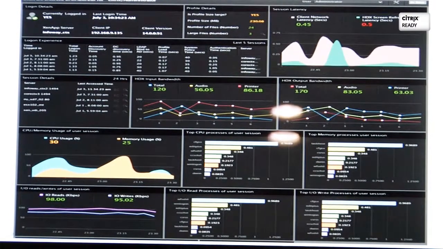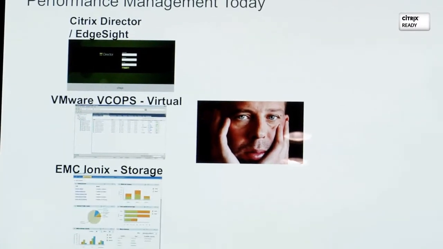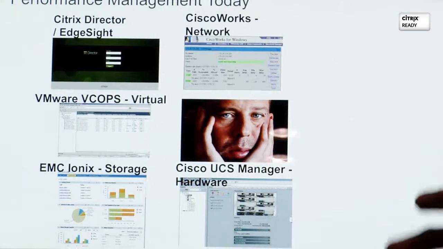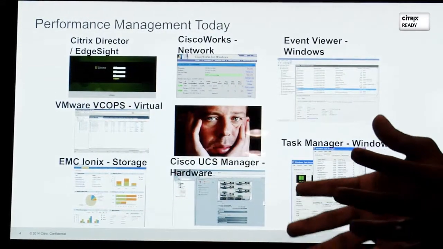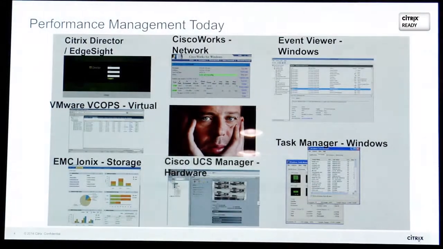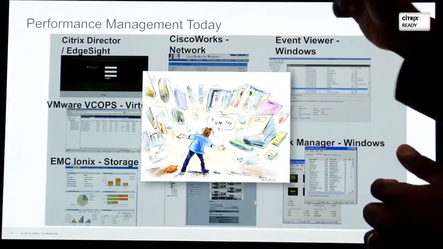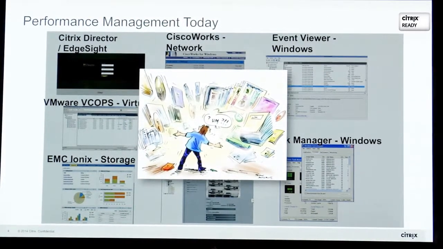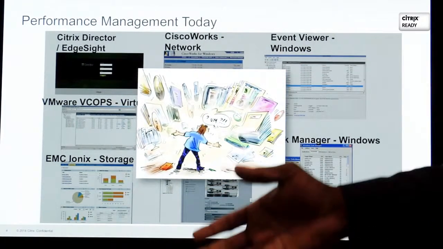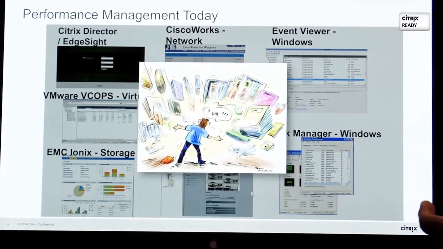Now let's take a look at the other spectrum of the problem. Performance management today: when we look at Citrix and typical architectures, they involve a lot of different applications and components. That means people are going from one tool to the other, and that is the biggest challenge today. They have to look at too many tools, too many graphs. Now how do you make this better?